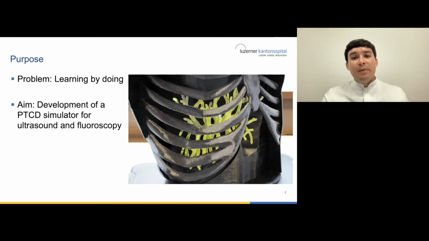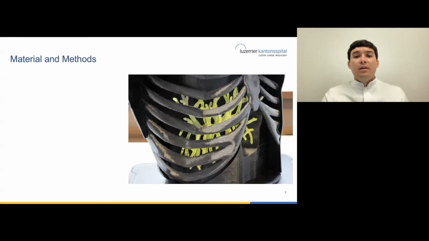That's why we aim to develop a PTCD simulator that can be used in the setting of ultrasound and fluoroscopic guidance. For that, we created a 3D printed phantom based on a manual segmentation of a triphasic CT scan of a patient that had an enlarged biliary tree due to a tumoral compression of the pancreatic head. In this image, you can see how the biliary tree is inside of the model and it's covered by a rib cage. This rib cage was also segmented from the same CT of the patient.